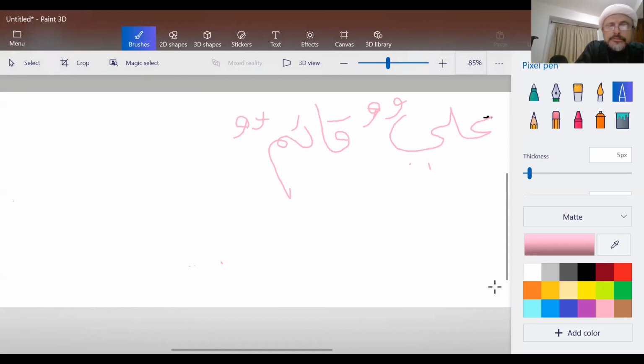Let me just hold this so that I can type. Aliyun qa'imun. This was our sentence: mubtada, nominal subject, and khabar, which is predicate. Let me just keep predicate, not to make your lives confused. Subject, predicate, nominal subject, predicate.